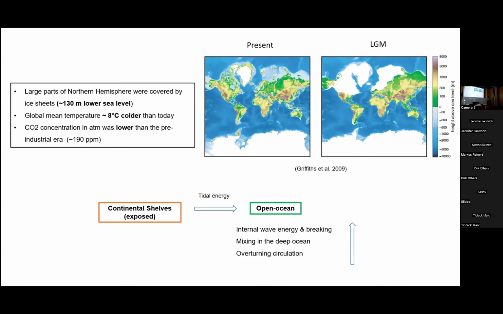This is our question. According to the LGM hypothesis, if the continental shelves are exposed during the LGM, then this tidal energy should shift from the shelves to the open ocean. If we expect to see more tidal energy in the deep ocean for the LGM, then we expect to see more tidal energy generation, more mixing, and then maybe stronger overturning circulation at the end.